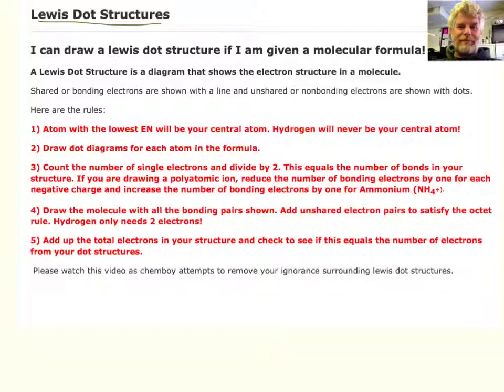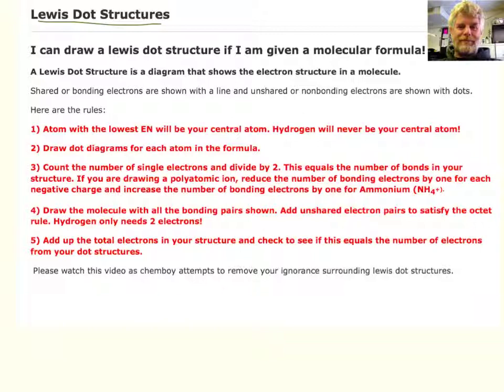Now, Lewis dot structures. Lewis is a chemist that lived around the 1900 time and was very influential in determining the shape and the structure of molecules. And this is important because the shape or the structure of a particular molecule or particle is going to determine its chemical and physical properties. And that's important when we want to know why certain biological molecules or medicinal molecules act the way they act. It's all going to be determined by their shape.